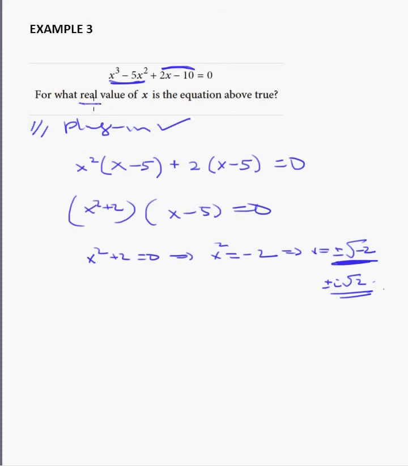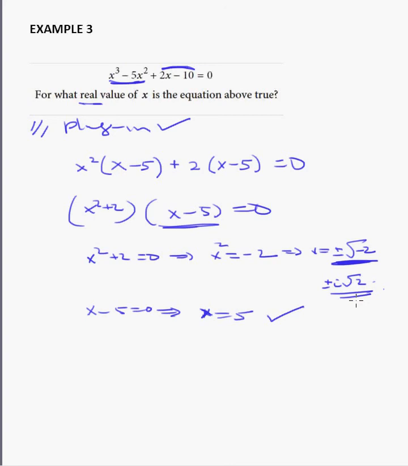So as you move on to the second part, this one here, we have x minus 5 is equal to 0, which implies x equal to 5. So the real value that will set this to be equal to 0 is x equal to 5, and therefore your answer becomes 5.